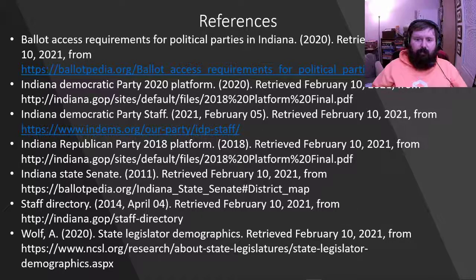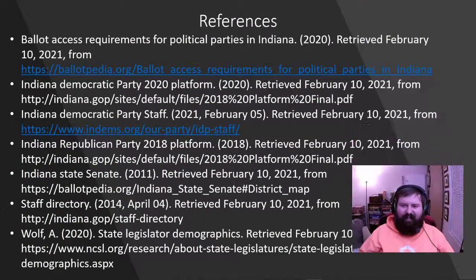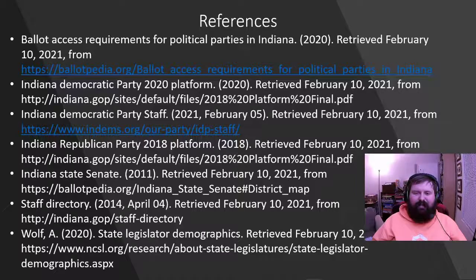So that's everything that I'm going to be covering today. Here are the... Oops, sorry, grabbed the wrong one. Here's the references. Let me move my pictures so you can see the rest of that.